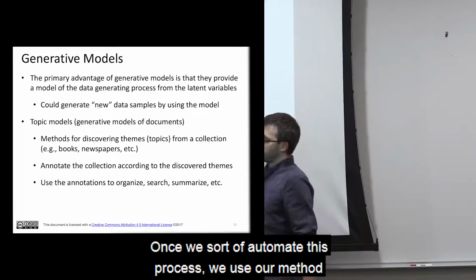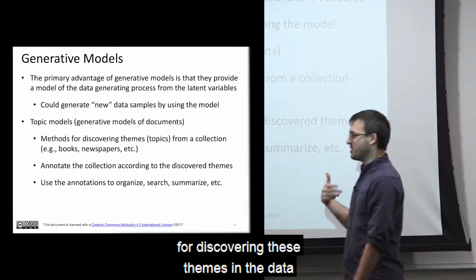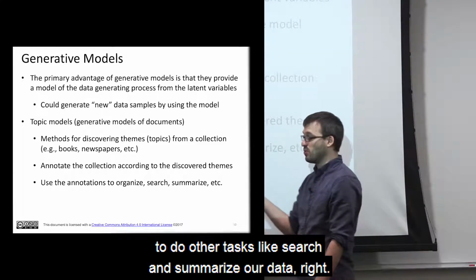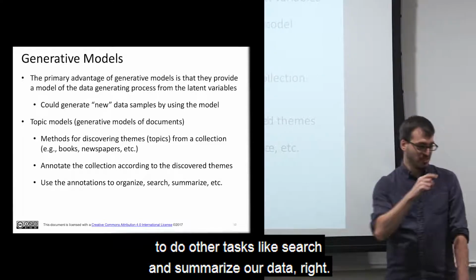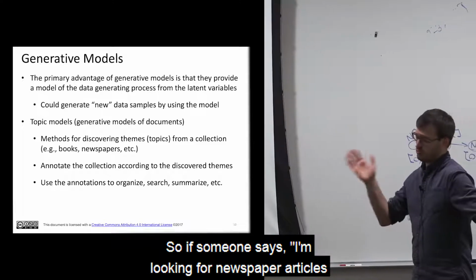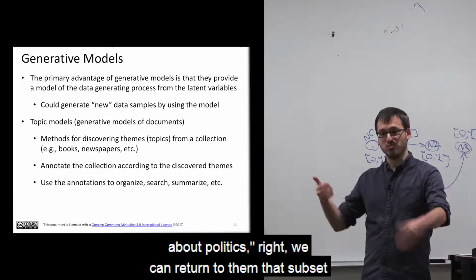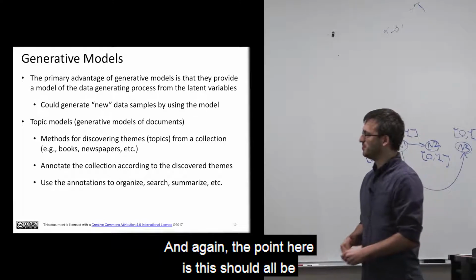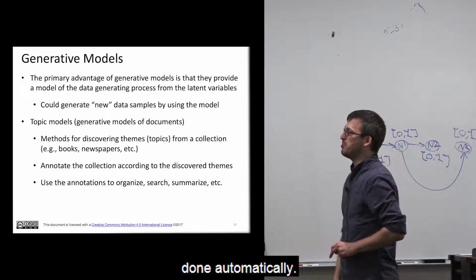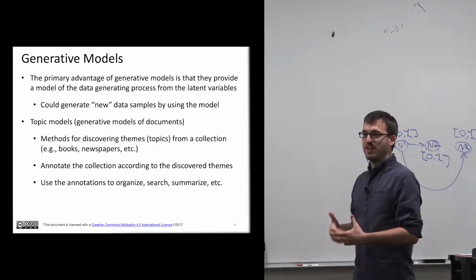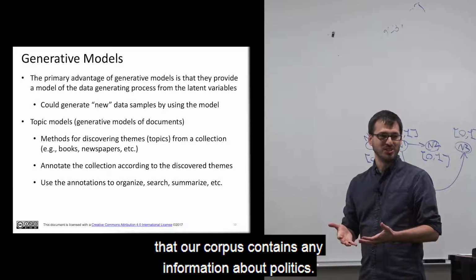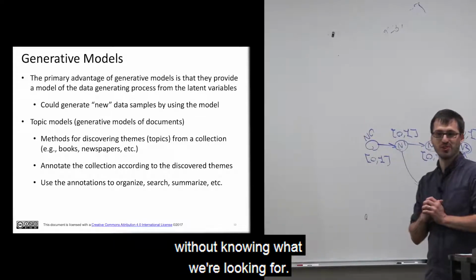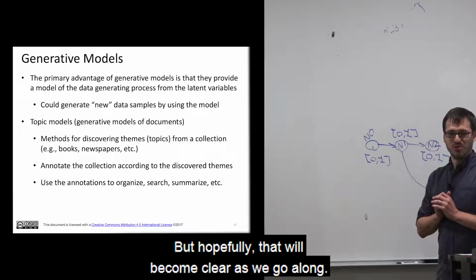Once we automate this process, we use our method for discovering these themes in the data to basically annotate the data. And once we have these annotations, we can use them to do other tasks, like search and summarize our data, right? So if someone says, I'm looking for newspaper articles about politics, we can return to them that subset of the data that we've annotated as politics. And again, the point here is this should all be done automatically. We won't necessarily know in advance that our corpus contains any information about politics. It seems a little bit strange how we could extract this information without knowing what we're looking for, but hopefully that will become clear as we go along.